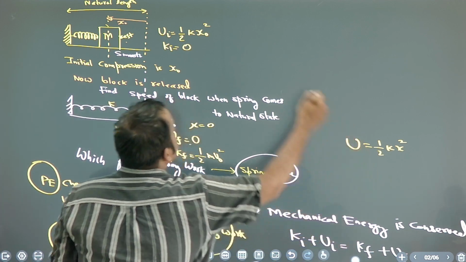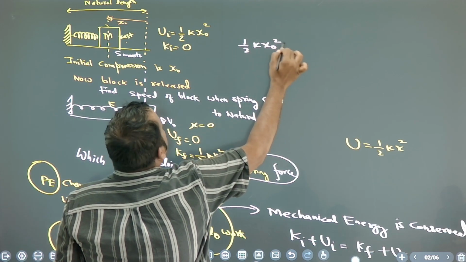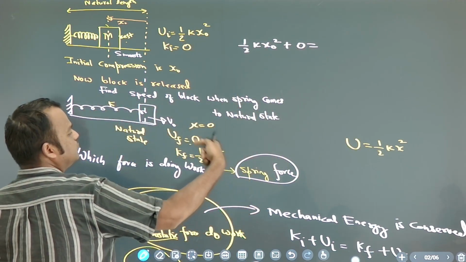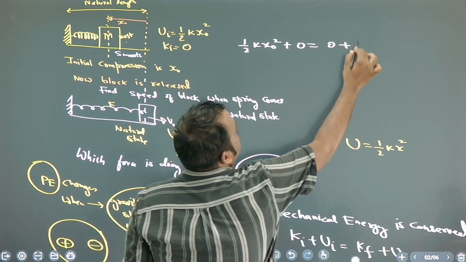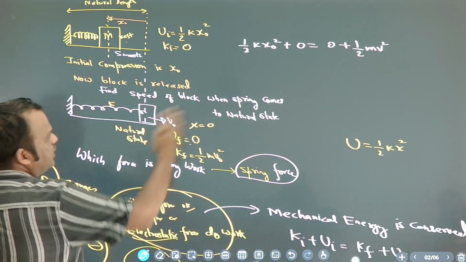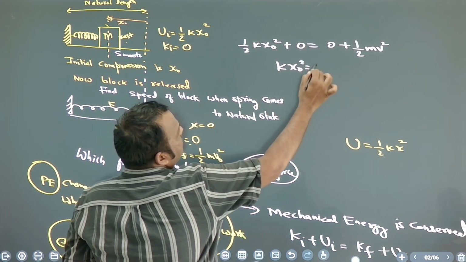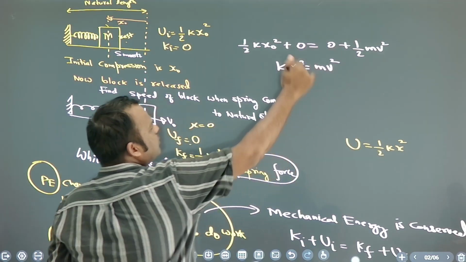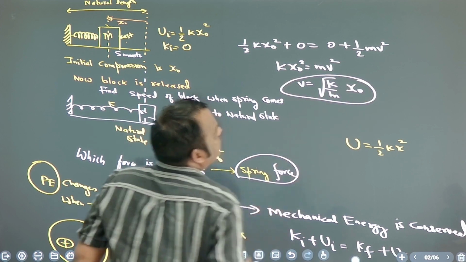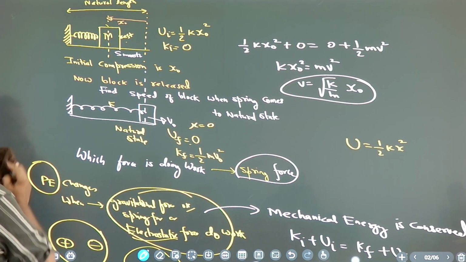Mechanical energy conservation. So note down. So half k x naught square plus 0 is equal to 0 plus half m v square, correct? Note down. So you can calculate, half cancels. So k x naught square is equal to m v square. Okay, you can calculate v. So v is equal to square root of k by m into x naught.